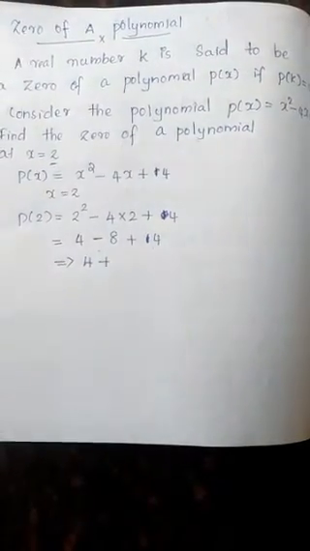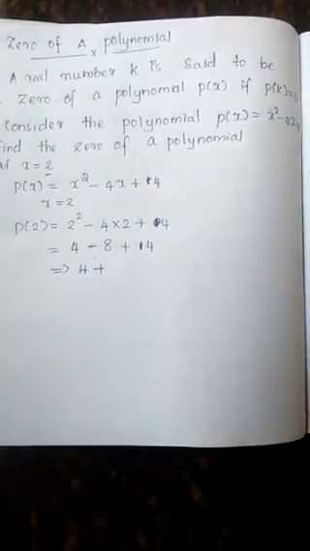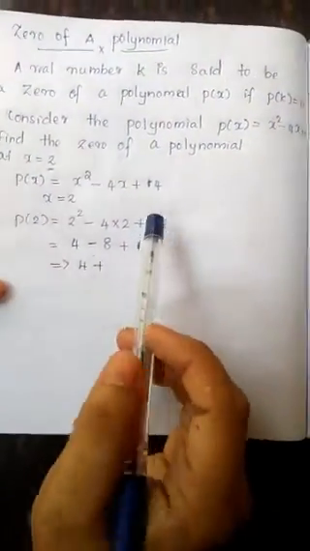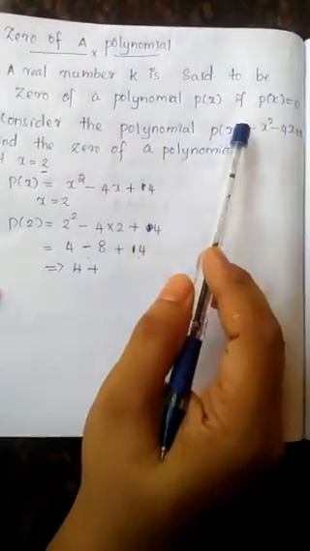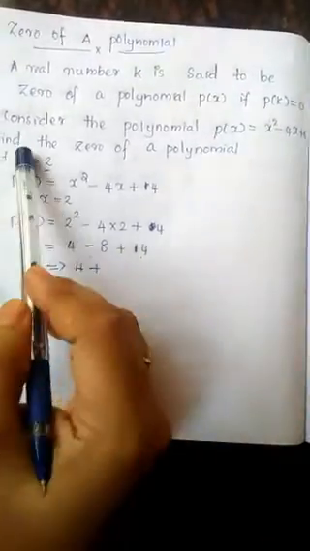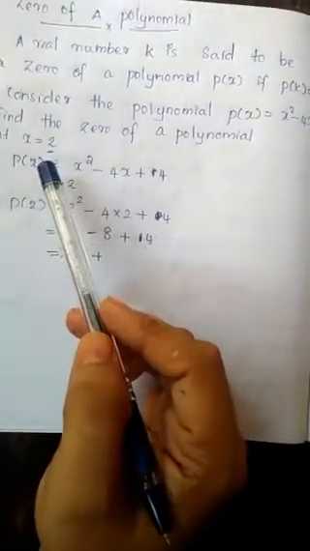Now let's move on to the problems. Then only we will get a clear-cut clarification of the zero of a polynomial. For that, consider this question. Consider the polynomial p of x equal to x square minus 4x plus 4. Find whether x is equal to 2 is a zero of the polynomial.